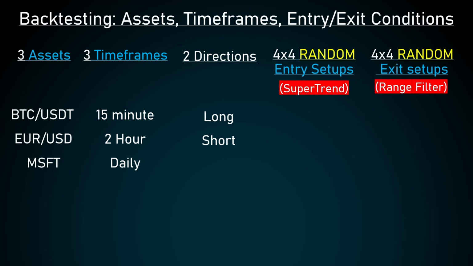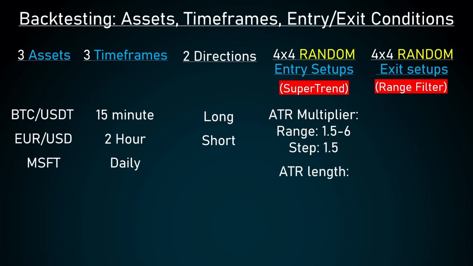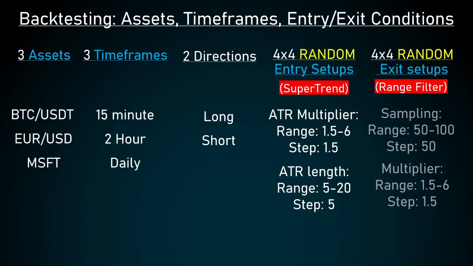It might sound complicated at first, but it really isn't. I used the super trend as the main entry signal indicator, and it has 2 parameters, the ATR multiplier and the ATR length. For the ATR multiplier, I will test it from 1.5 to 6 with a step of 1.5. This means I will test 1.5, 3, 4.5 and 6 multiplier values. Also, it has an ATR length option, and with that I tested the 5, 10, 15 and 20 values with a step of 5. I took the same approach with the exit signal indicator and with the momentum filters too.